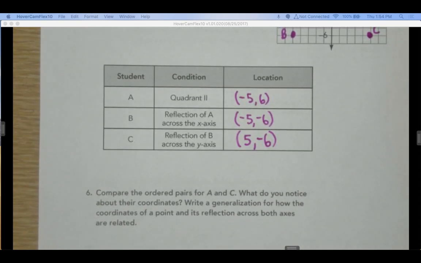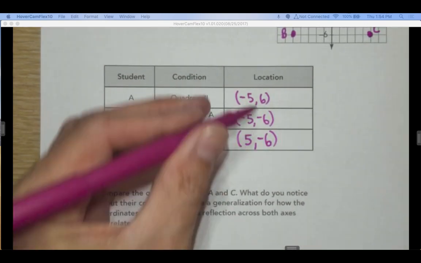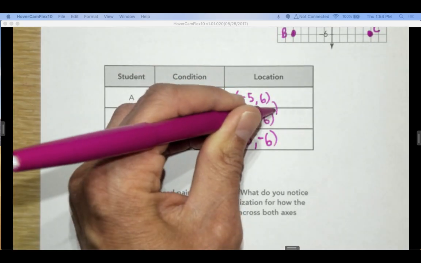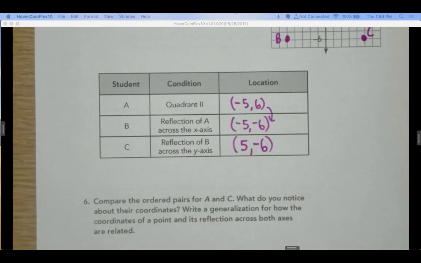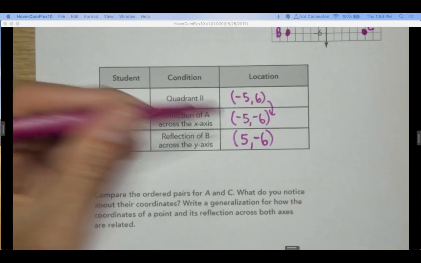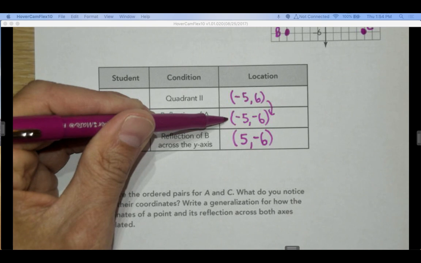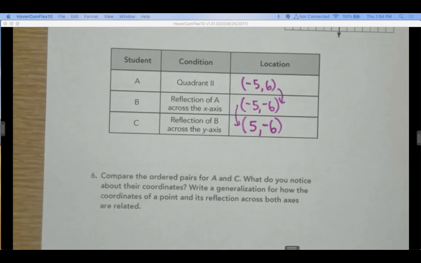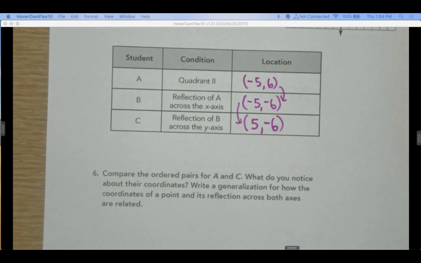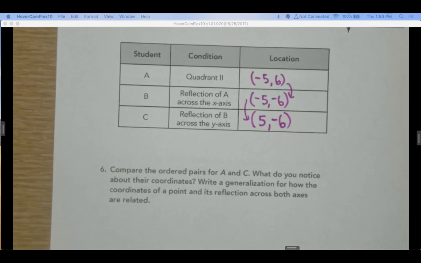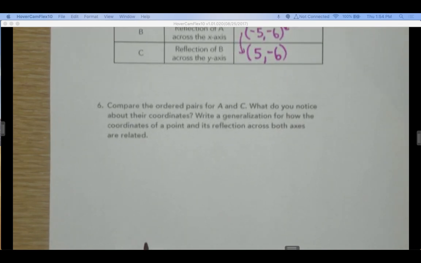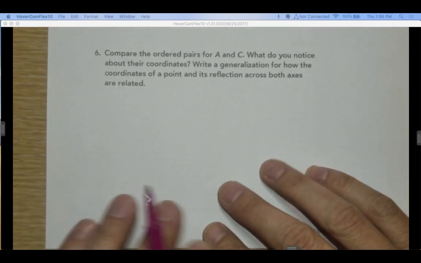Okay? And so when we reflected over the x-axis, notice that the y-coordinate, the second coordinate, changed. When we reflected over the y-axis, notice that the x-coordinate changed its sign. Okay? And so it's like whatever axis we're flipping it over, the opposite axis is what changes its sign.